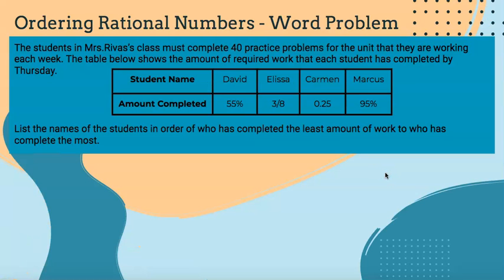Next, we're going to look at a word problem here. So this problem says the students in Mrs. Revis's class must complete 40 practice problems for the unit they are working on each week. The table below shows the amount of required work that each student has completed by Thursday. So we have our student names here: David, Alyssa, Carmen, and Marcus. And the amount completed: David has done 55%, Alyssa has done 3/8, Carmen has done 25/100, and Marcus has done 95%. So the question asks us to list the names of the students in order of who has completed the least amount of work to who has completed the most.